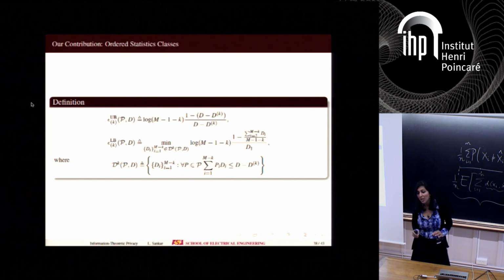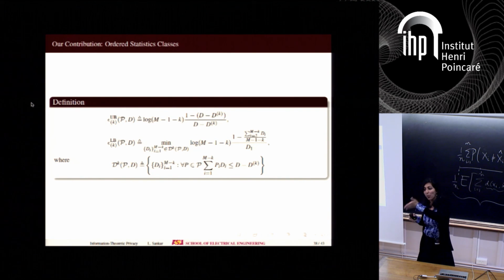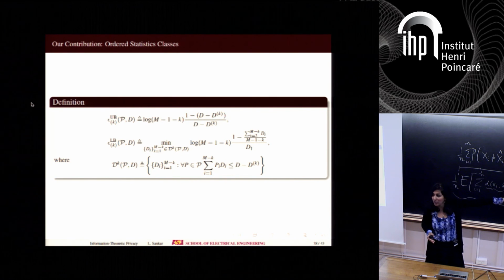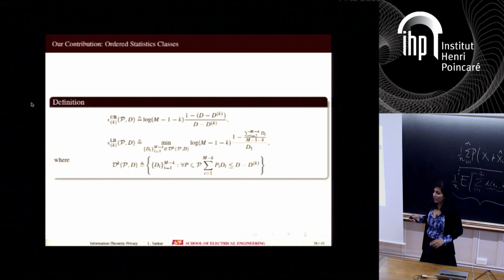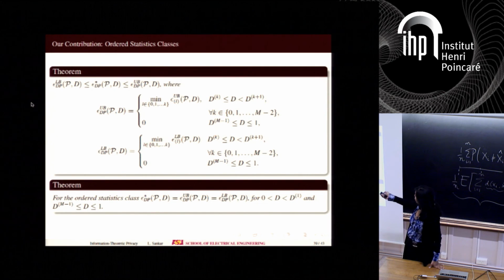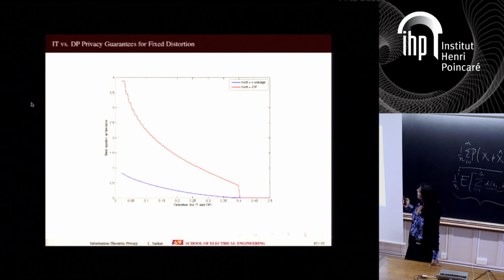And then if you had ordered statistics, this is what I want you to take away. Forget all the math here. If you had ordered statistics and you are looking at a class and you're looking at minimizing the distortion over this class, effectively, as you increase distortion, you get these points just like you get in information-theoretic privacy, where your support set reduces. Okay? And we have some bounds. We've not been able to show it in general. We can show it for certain ranges of the distortion. All right?